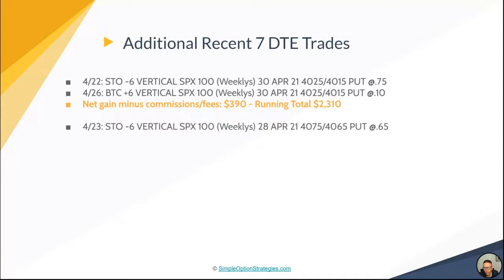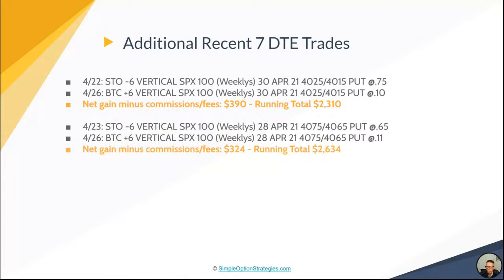And then I did put on another trade and close that trade for 11 cents. And that was yesterday, I believe. And I was able to get 5 of the contracts closed. And then I did not want to, because it was only 2 days to expiration, didn't want to hold it. And so I closed the last contract for 15 cents. Okay. So now I have 2634 running total, and I put on another one yesterday.